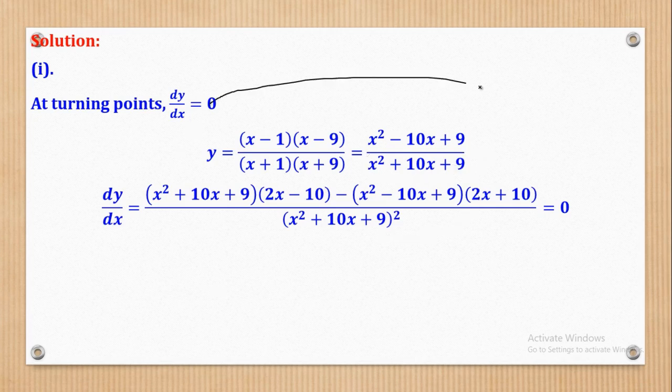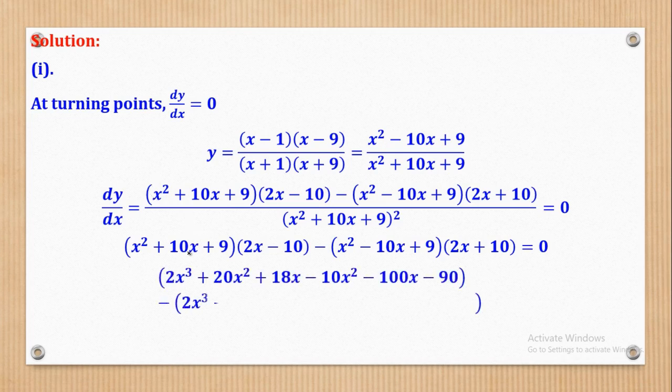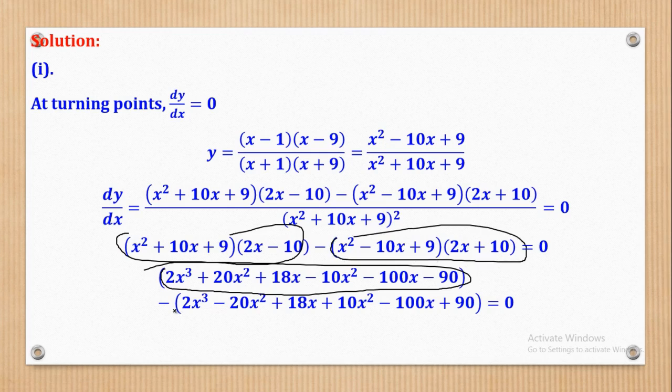But you remember to equate it to 0. Then when I cross multiply, it implies the numerator will now be equal to 0. I have to expand and simplify. So when I expand these two brackets, I'll come up with this bracket. And when I expand these two brackets, I'll come up with this bracket.